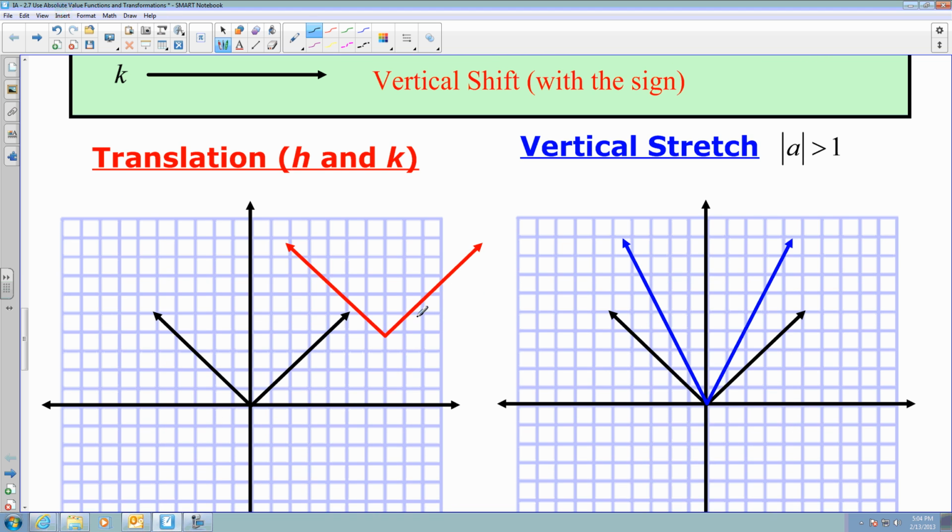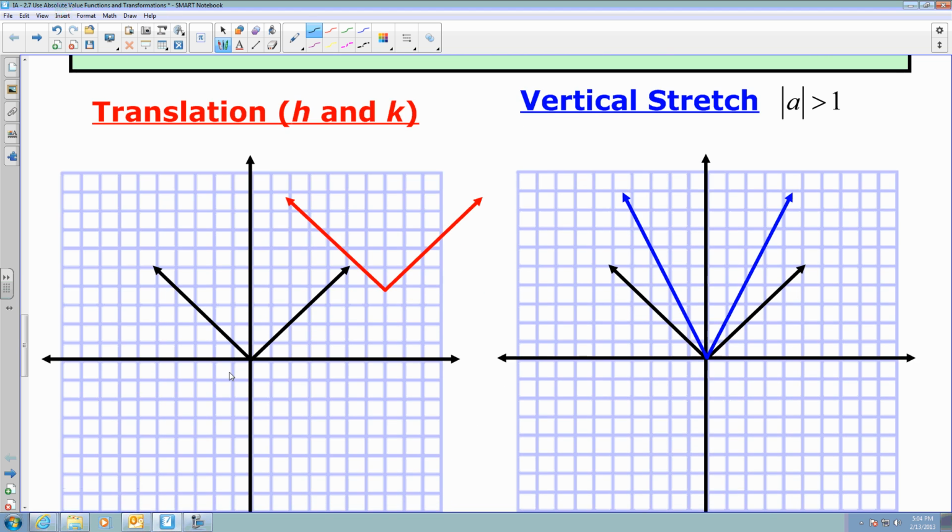And here are some examples of translations where it involves h and k. So if I look here, this black graph is the parent function, where y equals the absolute value of x. From here, I notice that it's moved to the right 1, 2, 3, 4, 5, 6, 7. So it moved 7 spaces to the right, and then it moved 1, 2, 3, 4 units up. So the coordinate of the vertex here is at 7 comma 4.